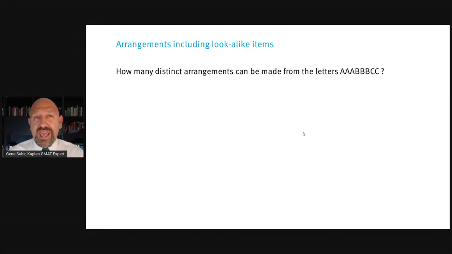Now we're going to talk about how to handle this little twist, and this is the kind of thing, and I say this as a former Kaplan GMAT student myself, that once you do a few problems with this little twist, you'll really start to feel like you've been doing it your whole life. There's eight letters. If they were all distinct, like let's say A, B, C, D, E, F, G, H, we would have just done 8 factorial and call it a day, but they're not all distinct.